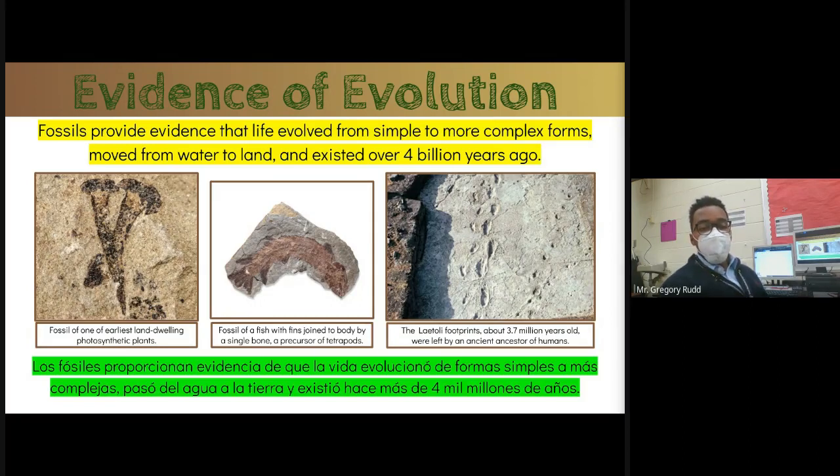Then we see a fossil of a fish with the fins joined to the body by a singular bone. So this is actually a precursor of tetrapods, like you and I. We're tetrapods. Organisms that have 4 limbs are called tetrapods.